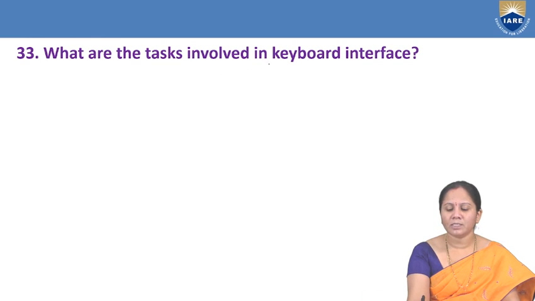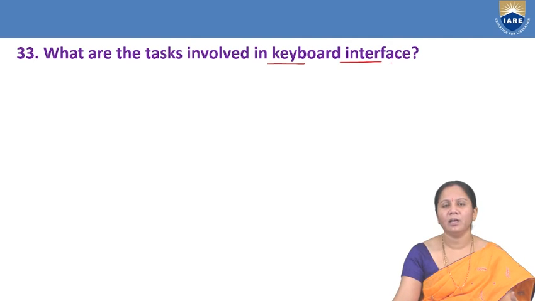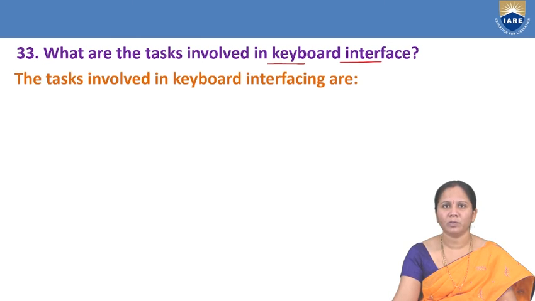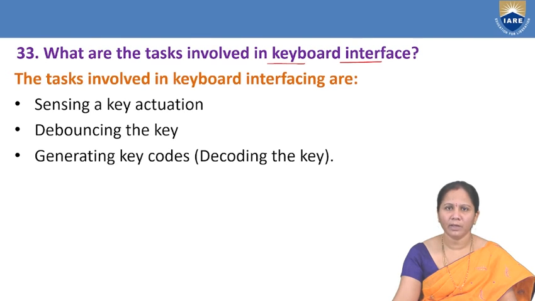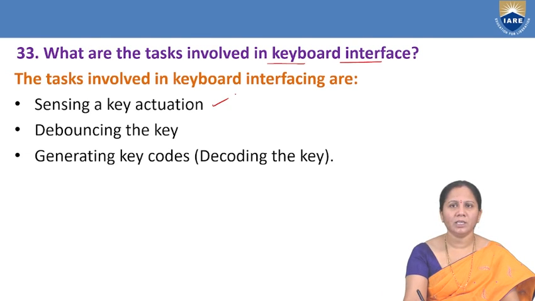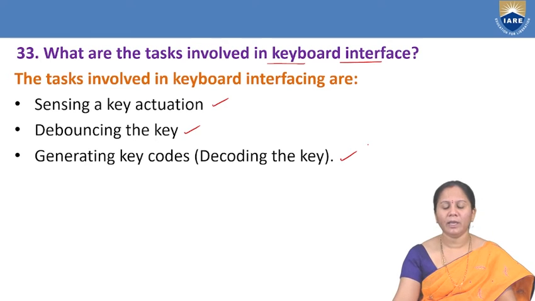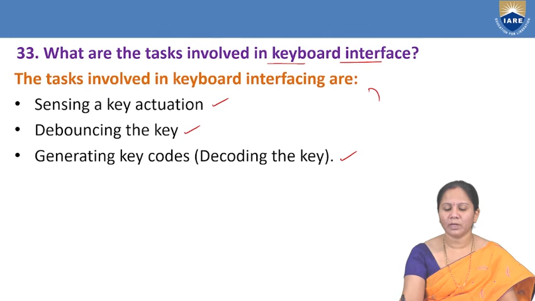Next, what are the tasks involved in keyboard interface? Here are the different tasks we have to do in order to interface a keyboard to the 8086 microprocessor. The different tasks involved in keyboard interfacing are: sensing a key actuation, next debouncing the key, and another task is generating a key code, which is nothing but decoding the key. So these are the different tasks involved during keyboard interfacing.